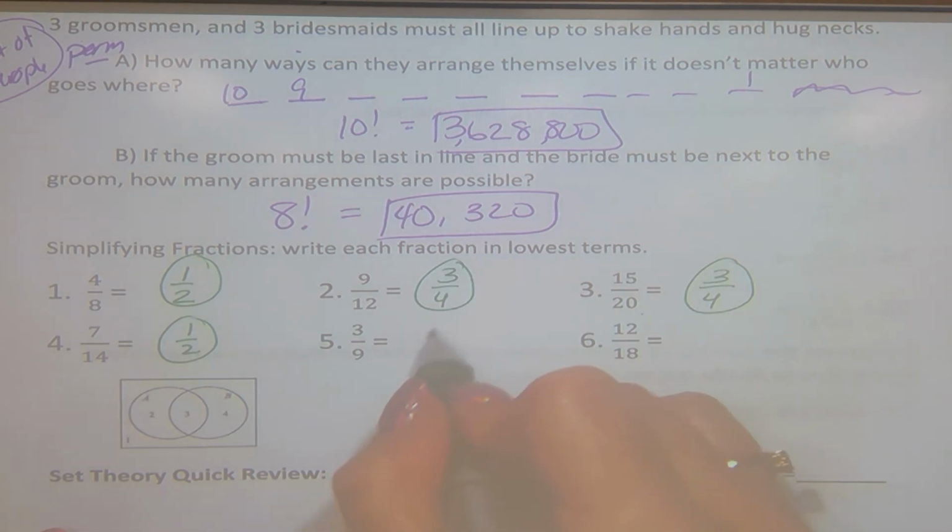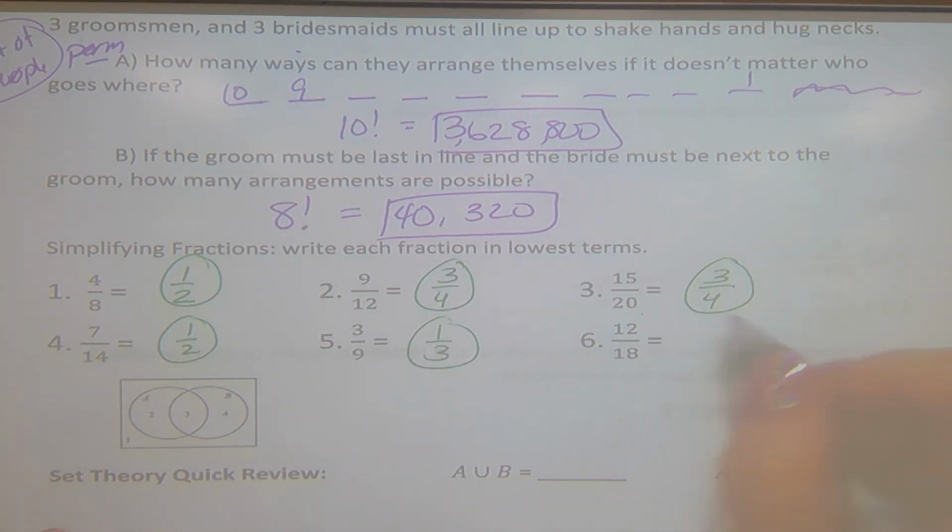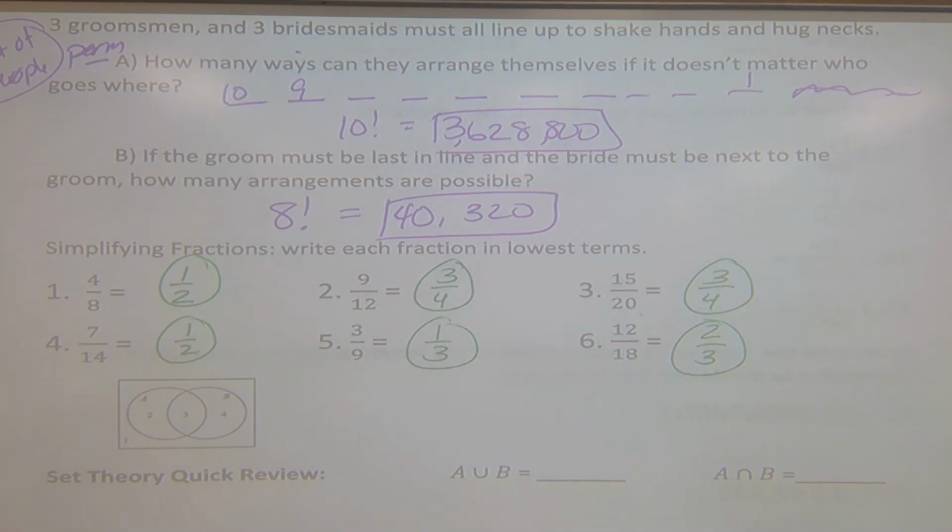3 and 9 are both divisible by 3. 12 and 18 are both divisible by 6. So that is how we get fractions to lowest terms. And then I've got a quick set theory review.